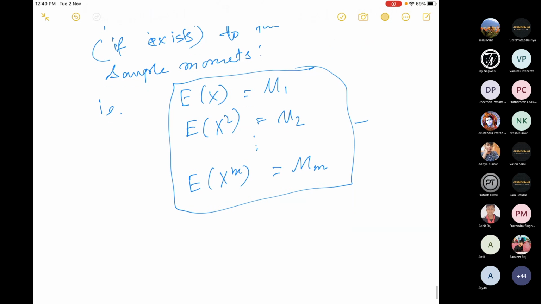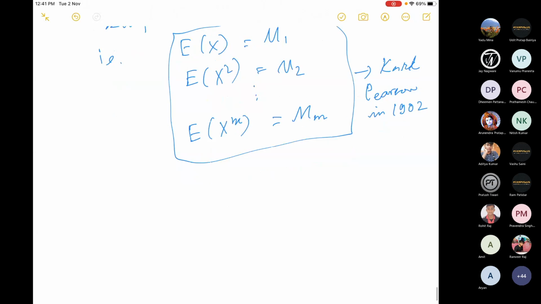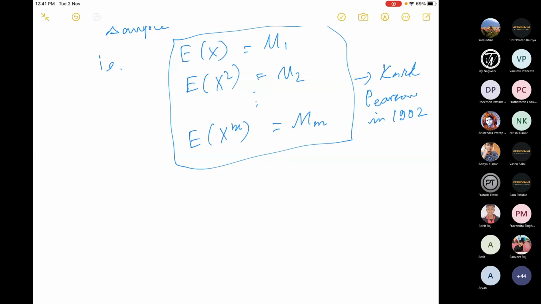This method was developed by Karl Pearson. He's also a British statistician. This was in 1902. Now I will see, using this method, what the estimates are for the normal, let's say.